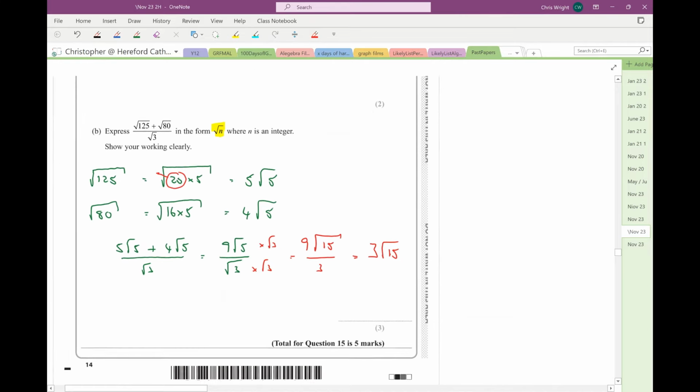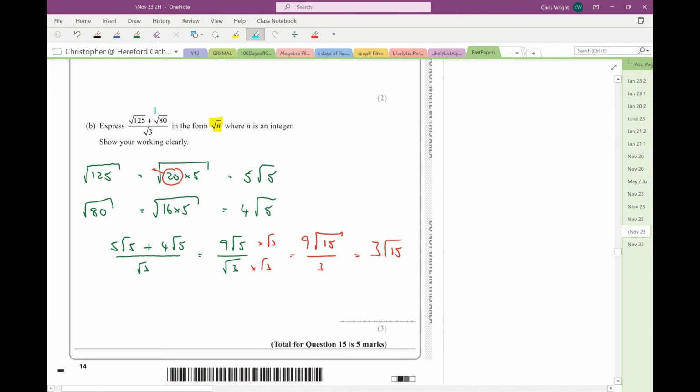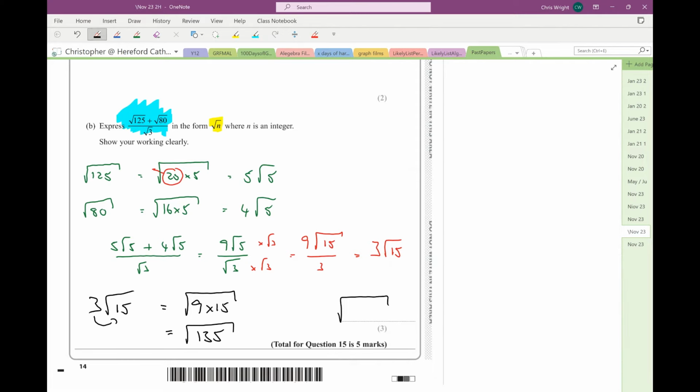Have I done it now? Express this fraction in the form the square root of n. Well, it's not quite the square root of n yet, is it? At the moment, it's still 3 root 15. That's not just the square root of something. I'm going to need to put that 3 back under the square root. So that's going to be the square root of 9 times 15, which is the square root of 135. And now I have expressed this blue fraction as the square root of an integer n. And that is question 15 complete.